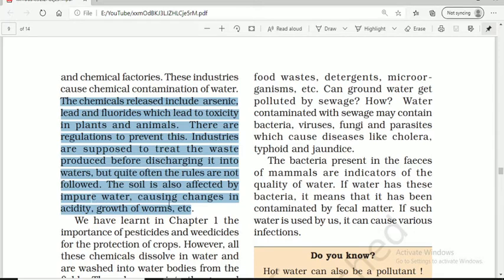There are regulations to prevent this. Industries are supposed to treat the waste produced before discharging it into the waste water. That's why you often see treatment in industrial areas. It is necessary to treat this waste before discharging into the river, but quite often the rules are not followed. This is India, that's why this type of thing also happens. The soil is also affected by impure water, causing changes in acidity, growth of worms, etc. The soil also gets affected by this.